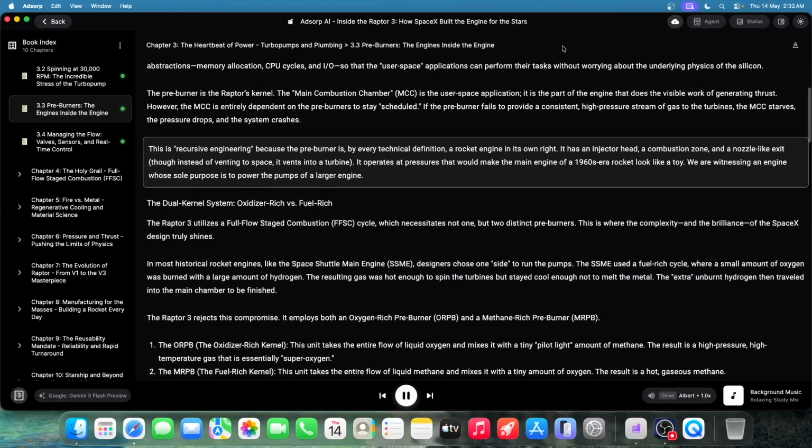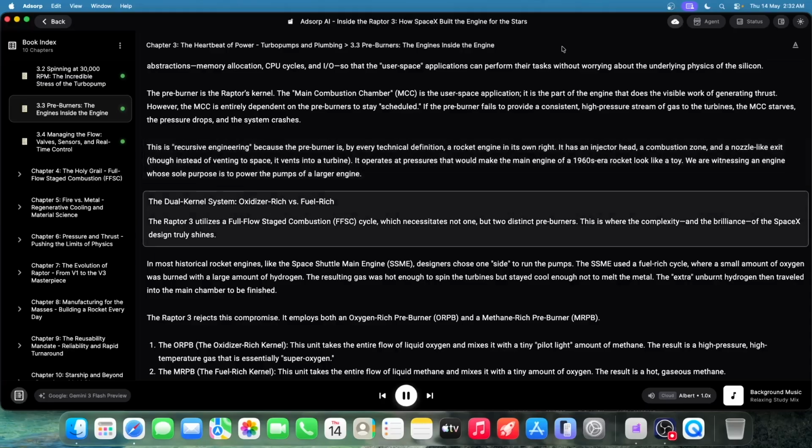And this is recursive engineering because the preburner is, by every technical definition, a rocket engine in its own right. It has an injector head, a combustion zone, and a nozzle-like exit, though instead of venting to space, it vents into a turbine. It operates at pressures that would make the main engine of a 1960 rocket look like a toy. We are witnessing an engine whose sole purpose is to power the pumps of a larger engine.